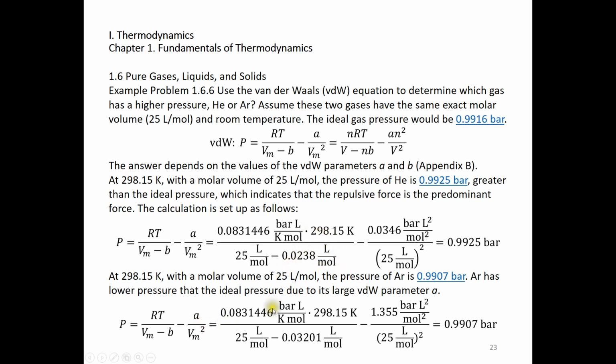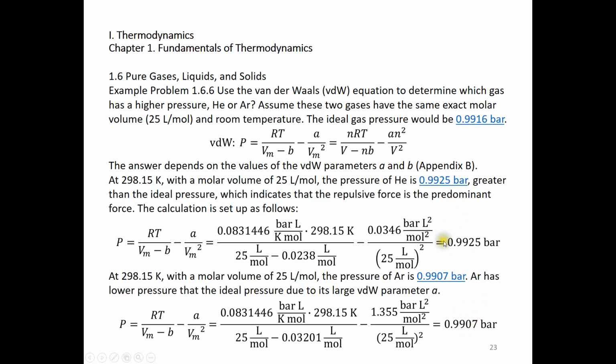We set up the same equation but with different values of A and B. If you compare this B and this B, you can see argon has a larger B than helium, and also argon has a larger attraction than helium. So after plugging in numbers, we got two different pressures: 0.9925 for helium, 0.9907 for argon.